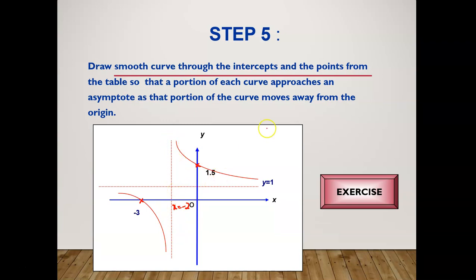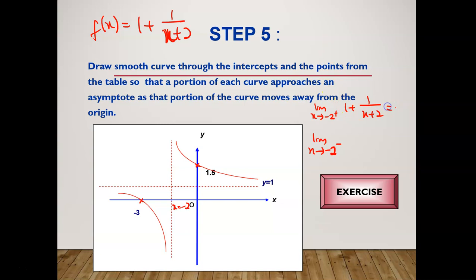So once you get your vertical asymptote, you have to check the limit as x approaches -2 from the positive side and the limit as x approaches -2 from the negative side. So just now our f(x) is equal to 1 plus 1 over x plus 2, right? Okay, so here is 1 plus 1 over x plus 2. Alright. So in this case, -2 positive, from this side.